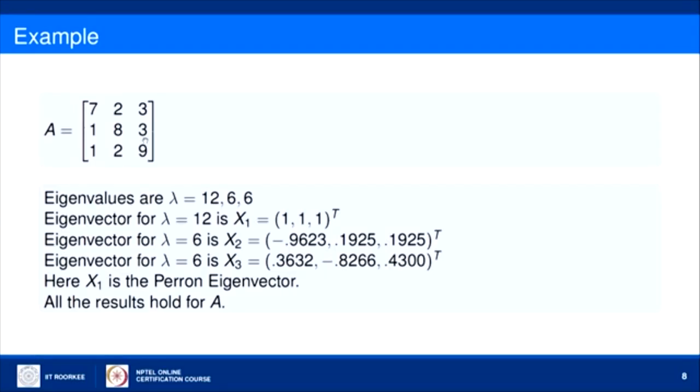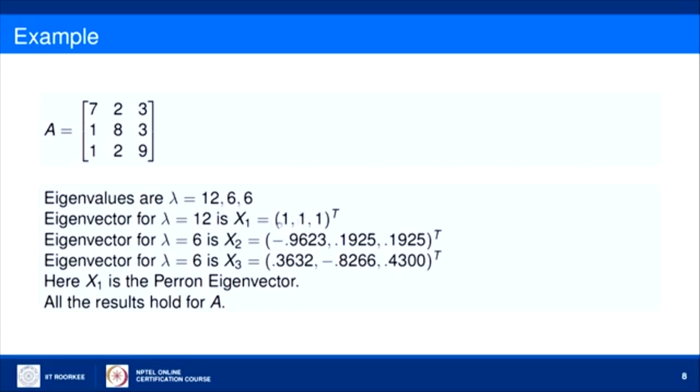It is a 3×3 matrix, which is a positive matrix. You can see all the entries are positive. Now, if I calculate the eigenvalues of this matrix, they are 12, 6 and 6. So, here the spectral radius of A is 12. Now, the eigenvector for lambda equals 12 is (1, 1, 1). And you can see this vector is the Perron vector for matrix A, and as we have already proved, this particular vector is a positive vector.